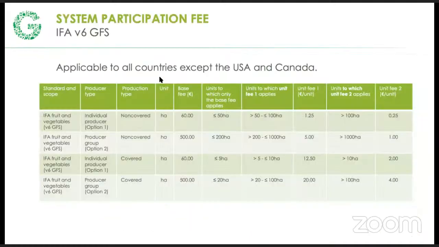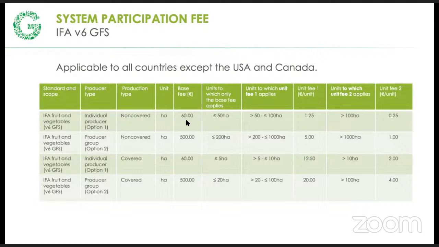Okay, so I talked about the costs. So the system participation fee. This table summarizes, it's in euros, and they call out option 1 for the individual and option 2 for the group. And you can see that they have the base fee. So the base fee is the one they say. Let me give you an example. Let's look at the first 2 columns there.